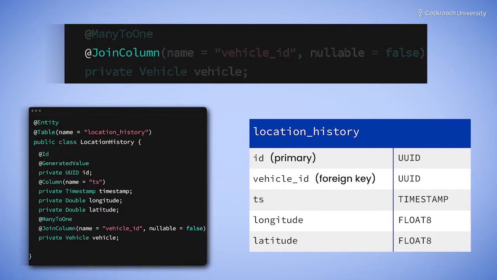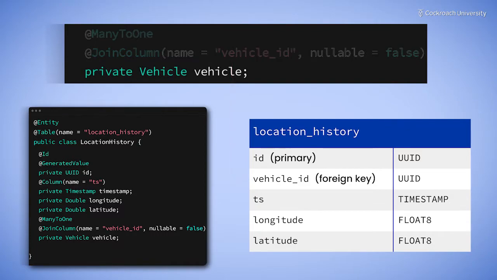The @JoinColumn annotation is how you specify which column contains the foreign key reference to the parent table. In this example, the join column in the location history table is vehicle ID, which contains the primary key of the associated vehicle in the vehicles table.